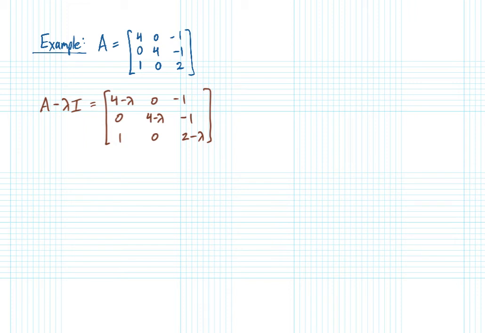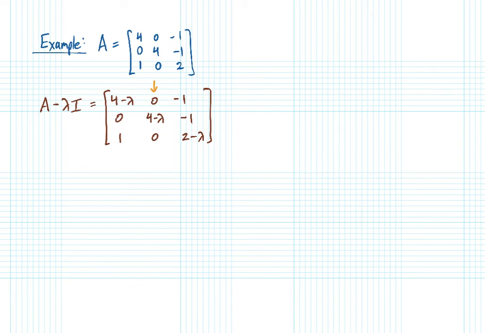But then, because it's a 3x3 matrix, computing the determinant is a little more tricky. And so usually the way you would handle that is with a cofactor expansion. The row operation method could work, but the algebra can be a little bit tricky because you've got that variable lambda in there. So usually people will do cofactor expansions for this.